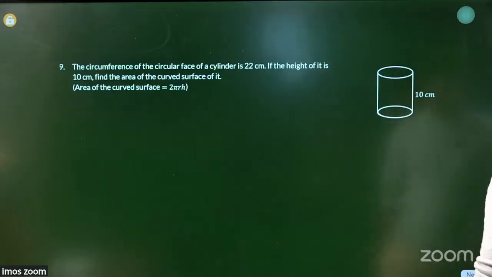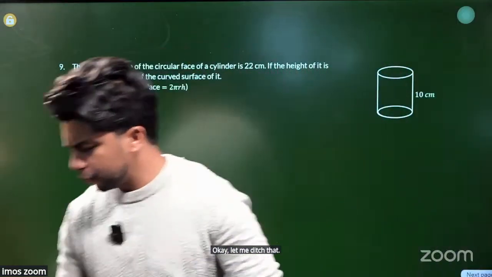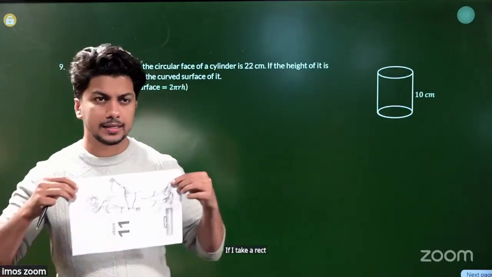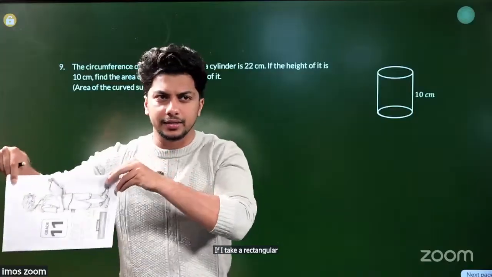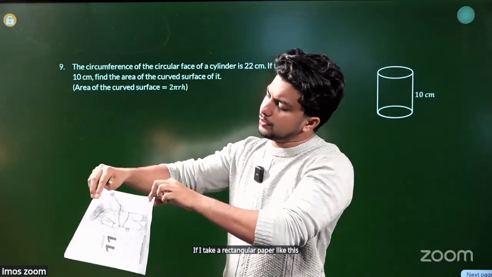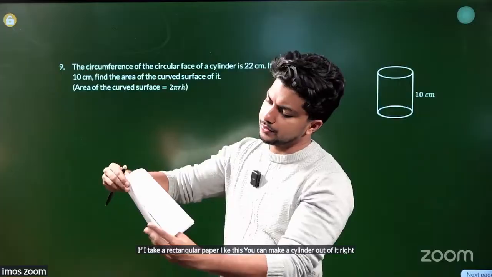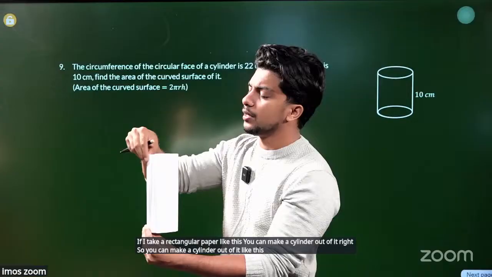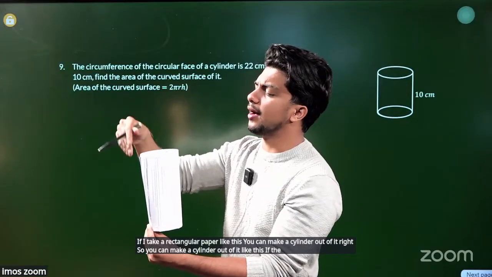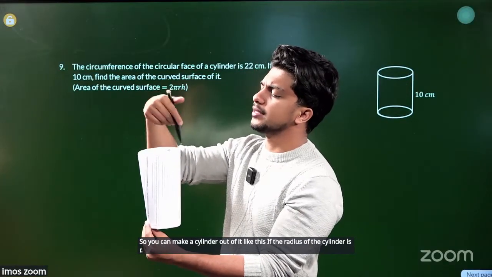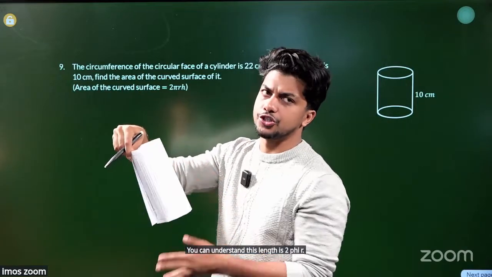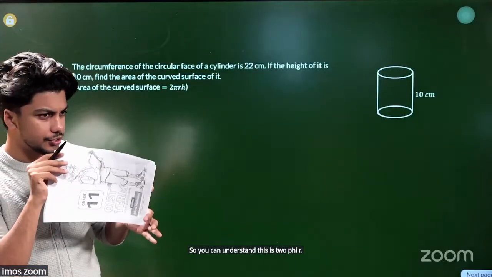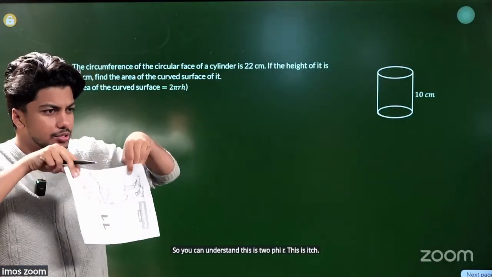Okay, let me teach that. If I take a rectangular paper like this, you can make a cylinder out of it, right? So you can make a cylinder out of it like this. If the radius of the cylinder is r, you can understand this length is 2 pi r and this is h. So this is the curved surface area.